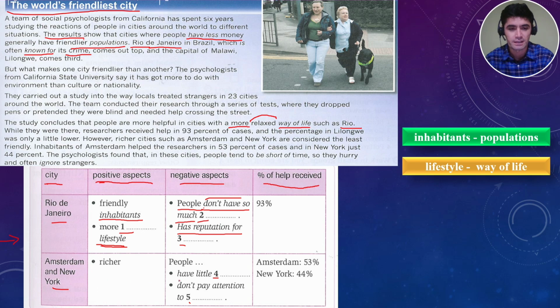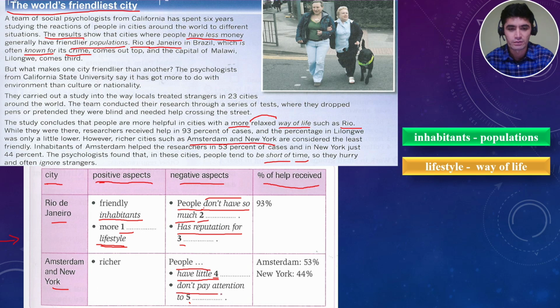Number 4 is about Amsterdam and New York, and this part is asking have little something. So Amsterdam and New York were mentioned here, right? Are considered the least friendly. Inhabitants of Amsterdam help researchers in 53% of cases. In New York, just 44%. Psychologists found out that in these cities, people tend to be short of time. Short of means they have little time, right? So the answer is time here.